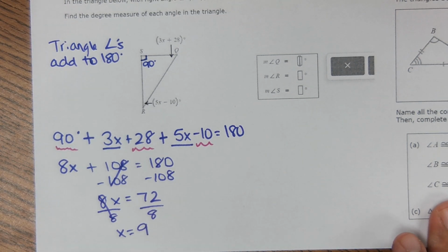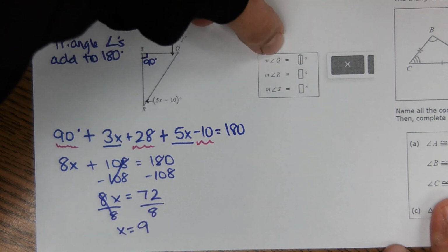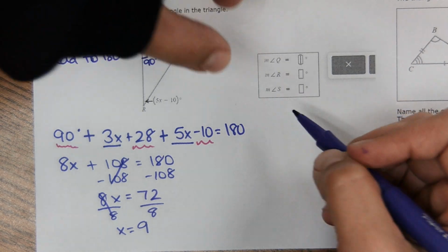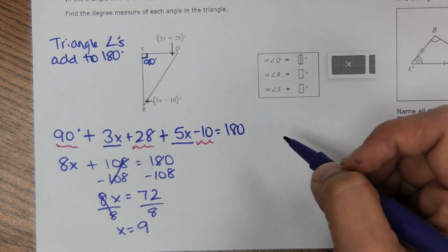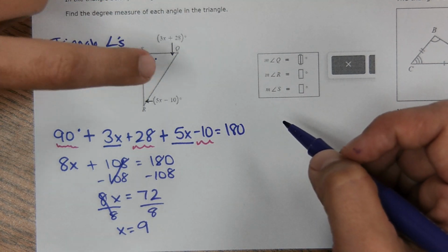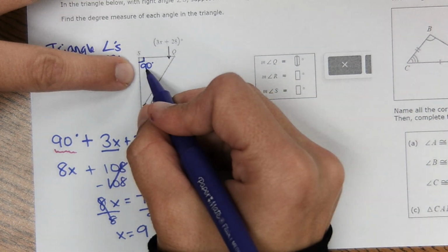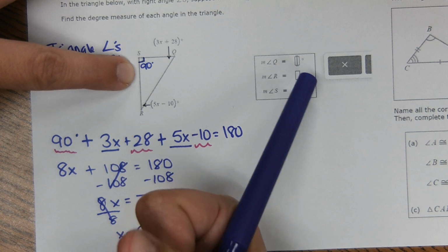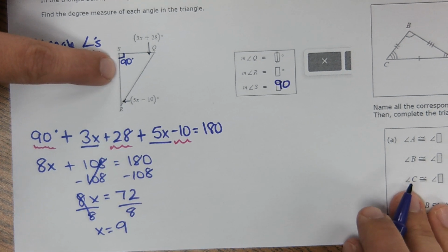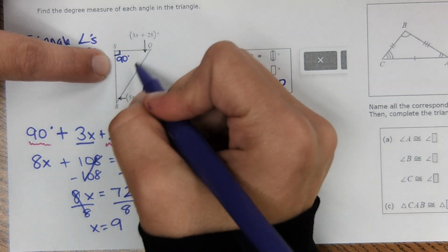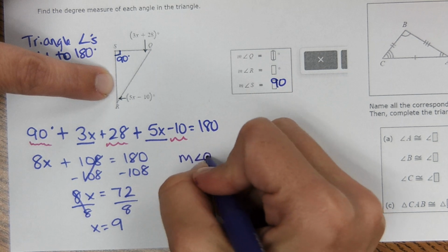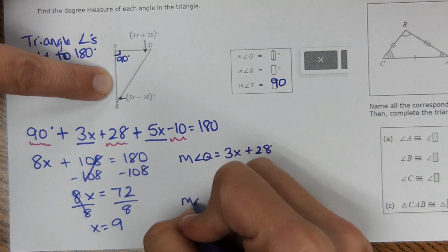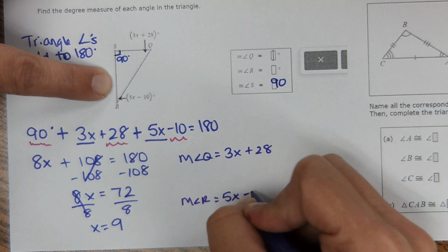But pretty satisfying when you find x. However, the question is not asking for what x is, it's asking for the measure of each of the angles. So looking at this triangle here, I know that measure of angle S is 90 degrees, so I'll put 90 right here, so I get that part right. Because remember, you can get partial credit if you get some of them correct. And then to find the other two, measure of angle Q is 3x plus 28, and measure of angle R is 5x minus 10.